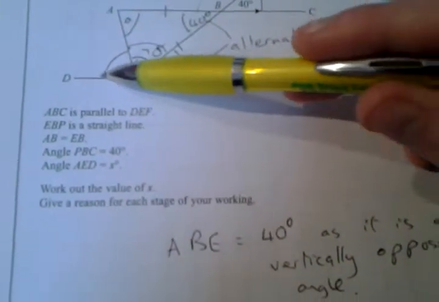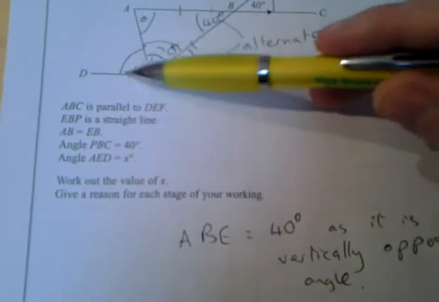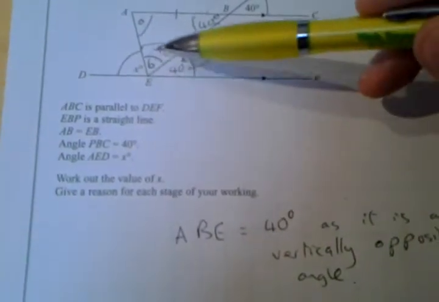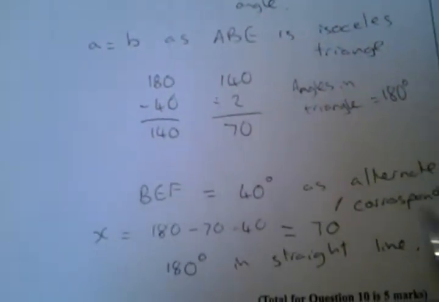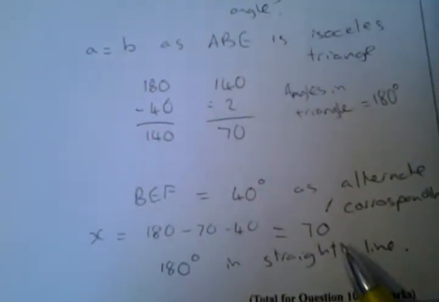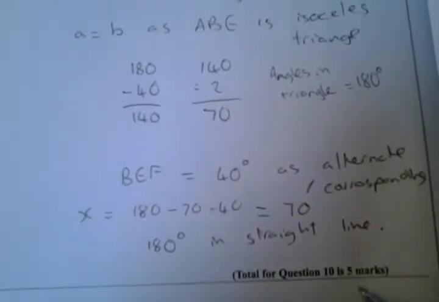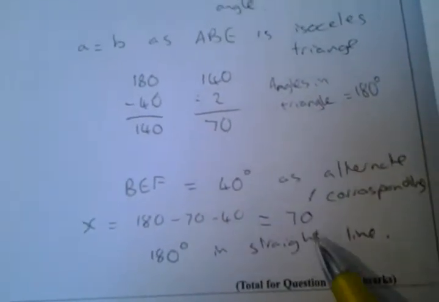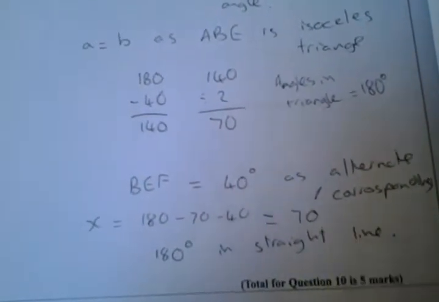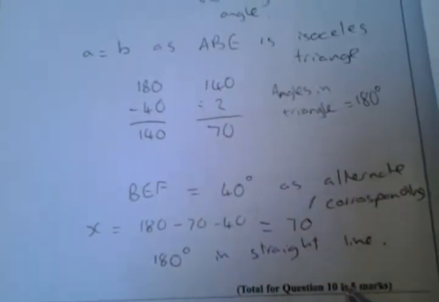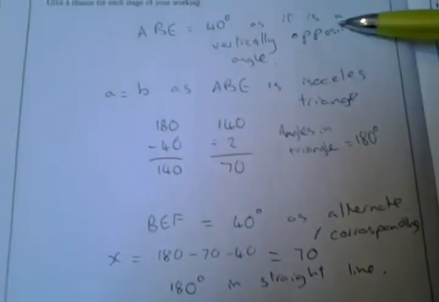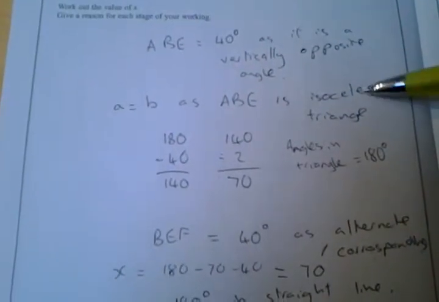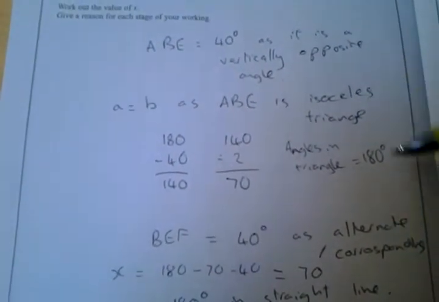My final thing to mention is angles on a straight line add up to 180. So x is going to be 180 minus 70 minus 40 to get my answer of x equaling 70. This is a 5-mark question. Just getting the answer x equals 70 gets me 3 marks. The other 2 marks come from giving 2 of any of these explanations. To be safe, write down your reasoning for each of the steps.